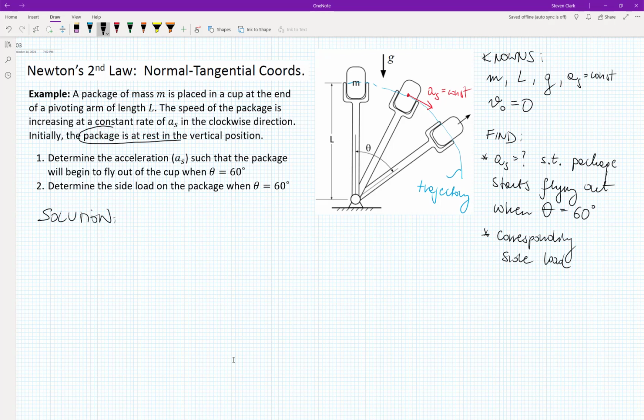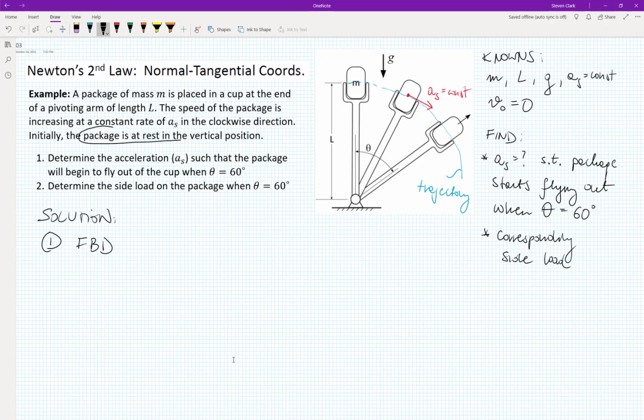I hope I'm not going to surprise you that I am going to follow my recipe, my solution steps. We are in kinetics of particles. I personally don't know any other recipe to solve these problems. This is the only recipe I know. Anyway, first step, free body diagram, FBD.